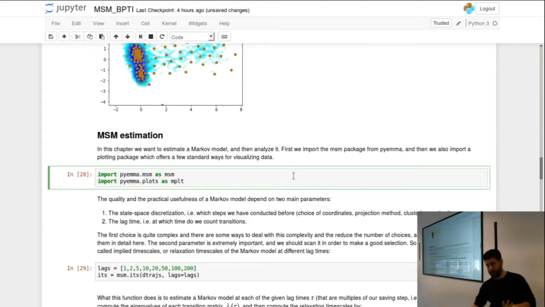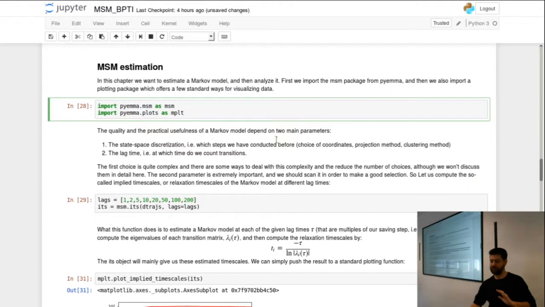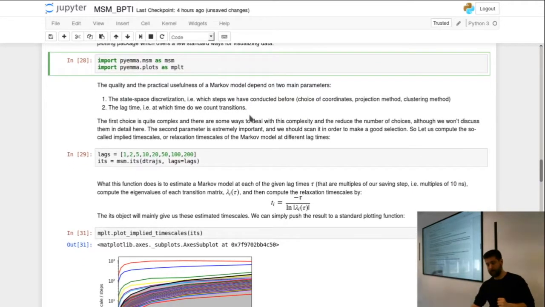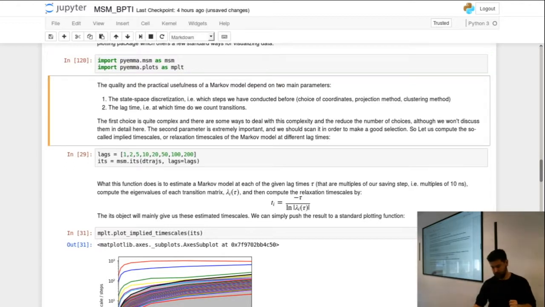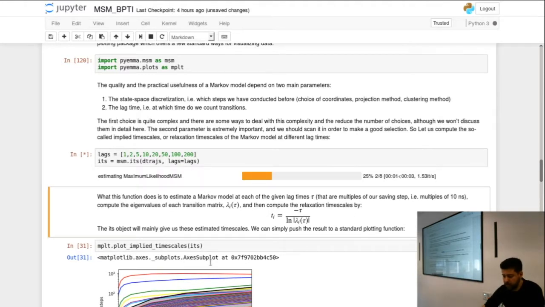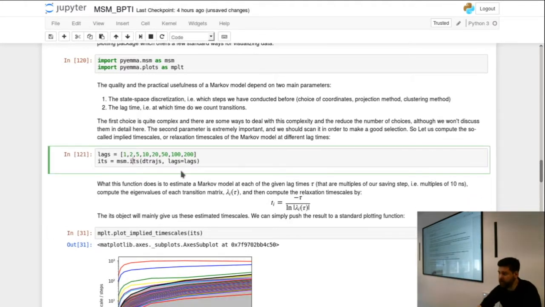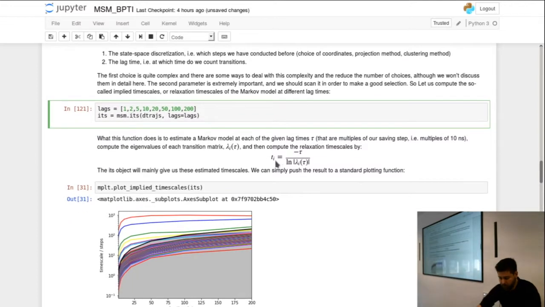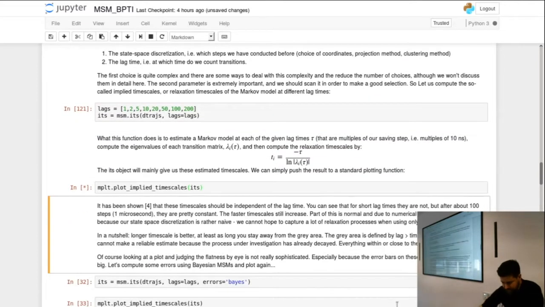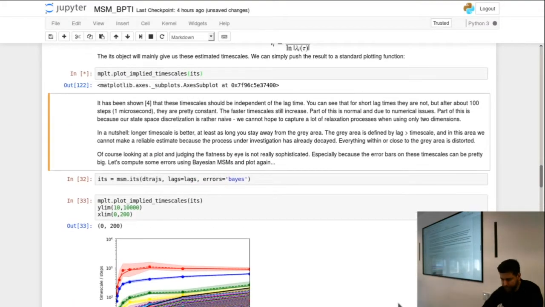So, Markov state estimation, you haven't done that in the morning, am I right? Great. So I'm just going to go through the basic steps with this data set, and then you'll do it yourselves in the notebooks that Fabian will explain, and Tim, and me, and everybody. So we import the MSM method of PyEMMA, and we estimate the implied timescales, which are these quantities over here.